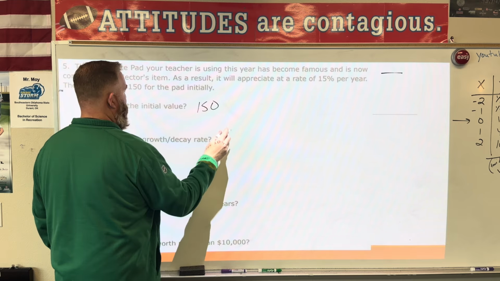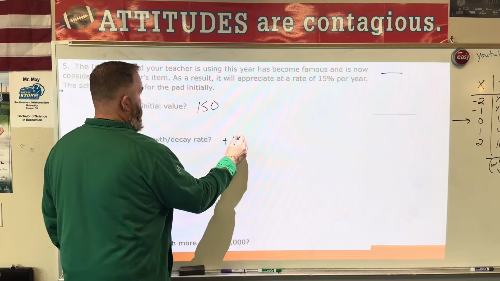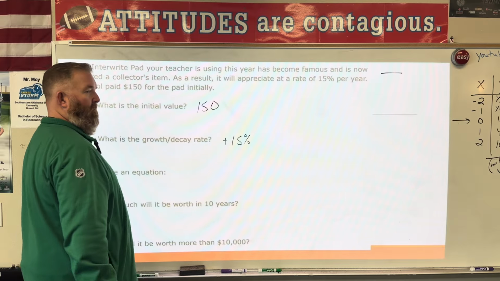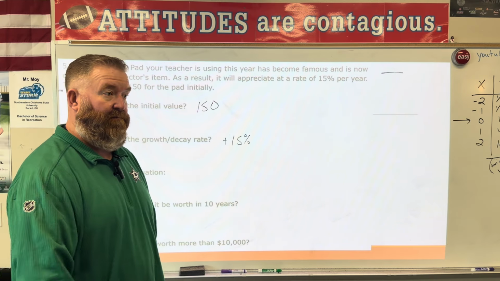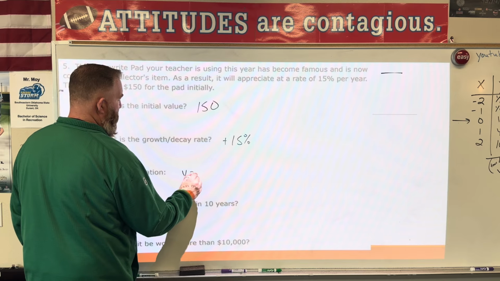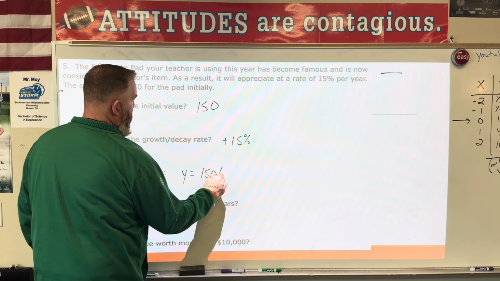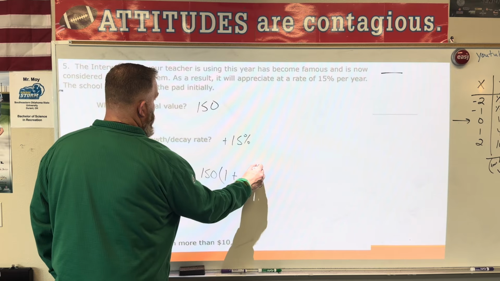150. Is it decay or is it growth? Growth. We're going up 15%. I like putting plus 15, so that way when I write the equation, I know it's 1 plus 0.15. The equation is y equals 150, parentheses, 1 plus 0.15, with the x.